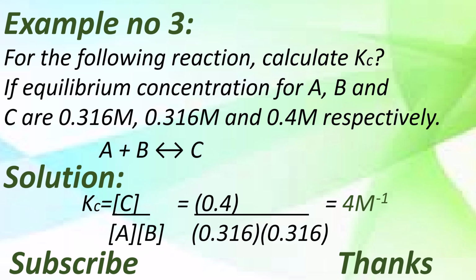Solution. Kc is equal to product concentration divided by concentration of A into concentration of B. These are reactant concentrations at equilibrium. We simply put the value of concentration of C, 0.4, divided by concentration of A, 0.316, into concentration of B, 0.316, at equilibrium. After solving, Kc is calculated to be 4 molar inverse. Here also the unit of Kc is molar inverse because concentration of C is in molar, and concentrations of A and B are in molar, so molar cancels. The unit of Kc is molar inverse.